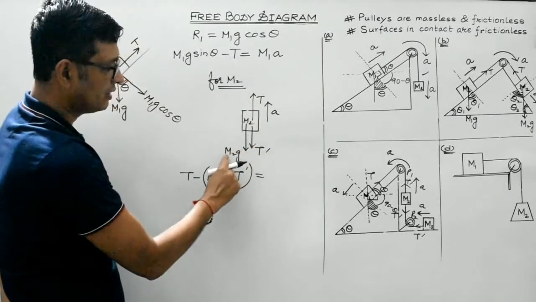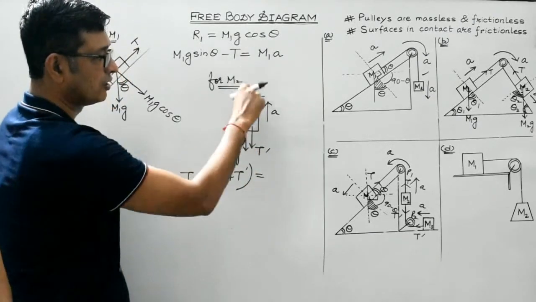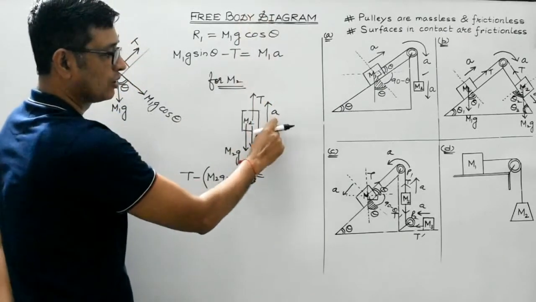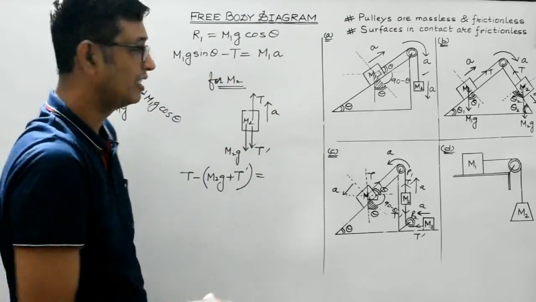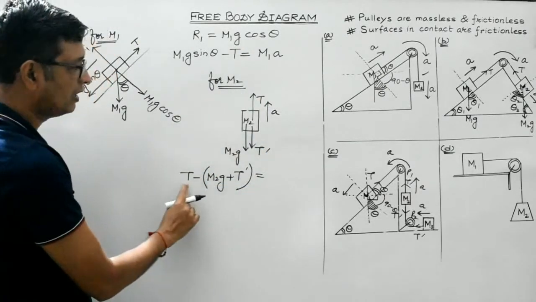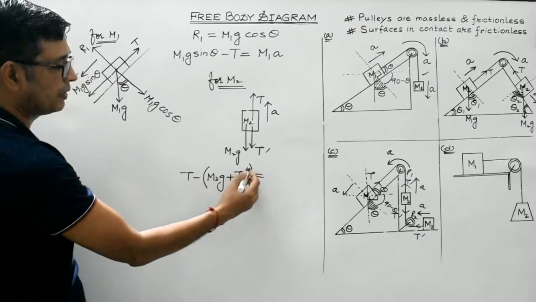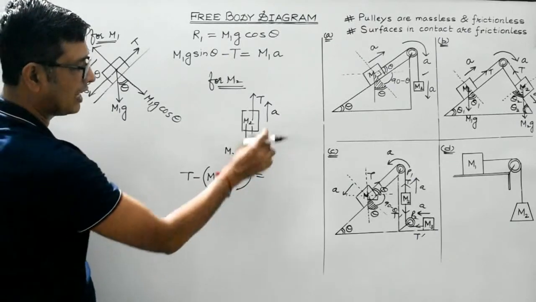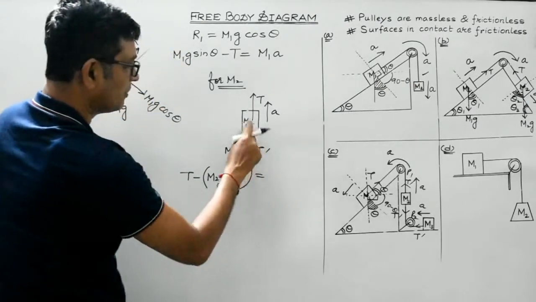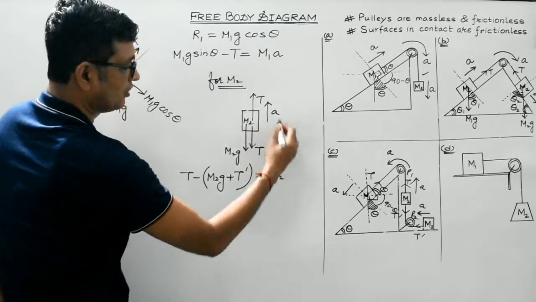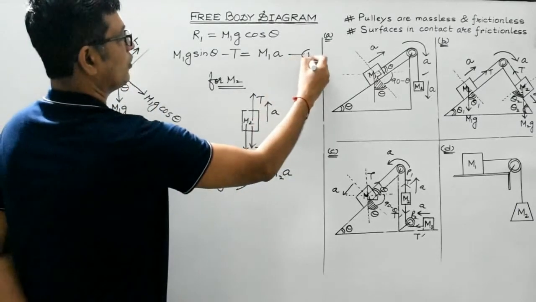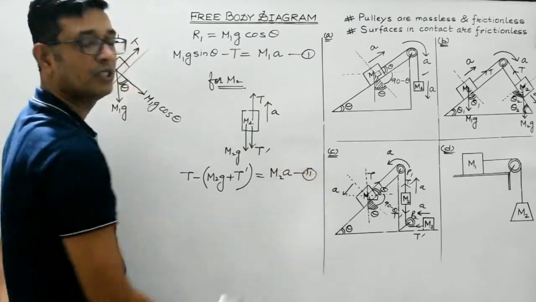Net downward force is m2g plus T dash. Net upward force is T. Net force is acting in the upward direction because the body is getting accelerated upwards. Therefore, upward force must be dominating as compared to the net downward force. So resultant would be T minus inside bracket m2g plus T dash. So this is the net force acting on this body. And net force is mass into acceleration. What is the mass of this body? It is m2. Acceleration is a. So that's it. This is the equation. You can put this as equation number 1. You can put this as equation number 2.